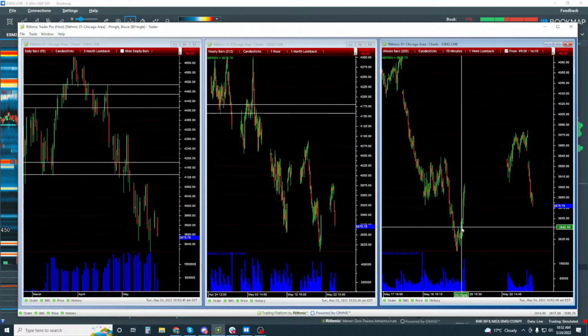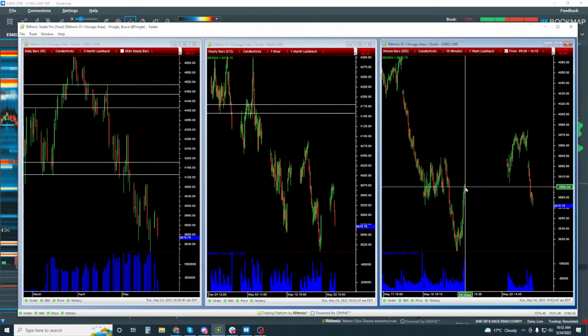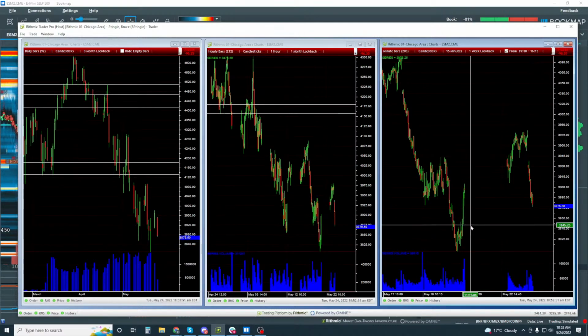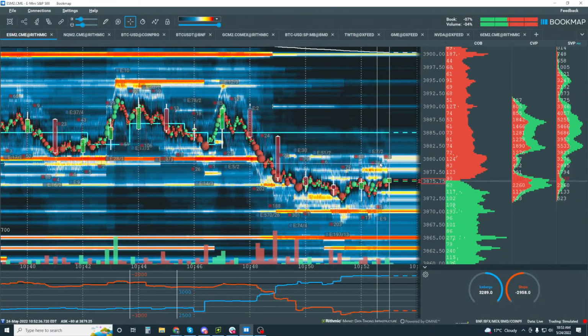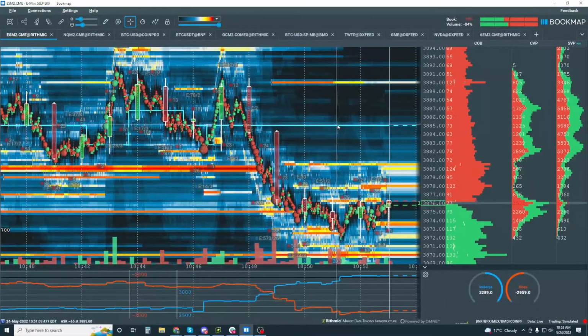Same down here. Here's this cluster, and then look at the reaction. So buyers, maybe a little bit higher, maybe 45, 47, somewhere in here. Anyway, so let's go back and take a look at our chart here in Bookmap.